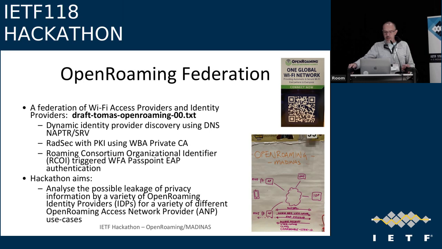So the hackathon aim was to really analyze the possible leakage of privacy information across the federation, so that's between OpenRoaming IDPs and ANPs. And this is a production service, so we've got to put probes on real-world networks, access network providers, identity providers, and you can see the scribble there from our presentation that we're looking at RADIUS usernames, correlations, we're looking at chargeable user identifiers, we're looking at class attributes.